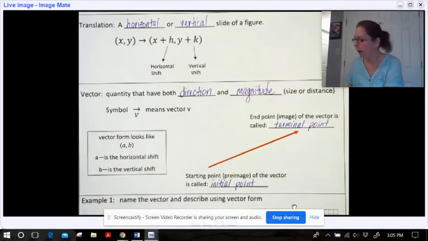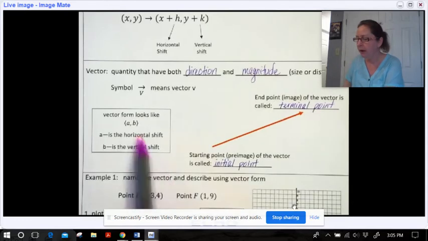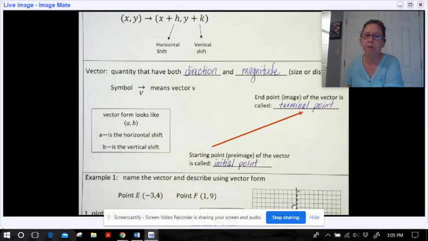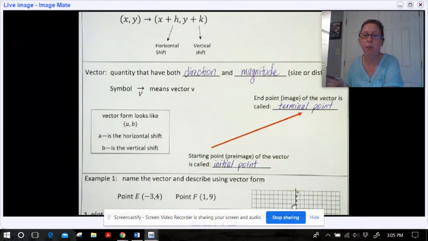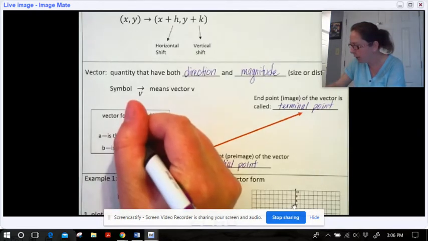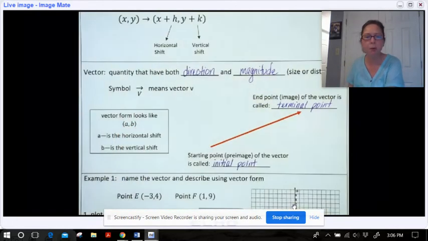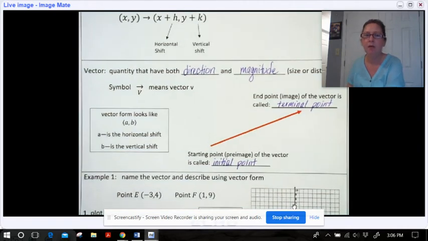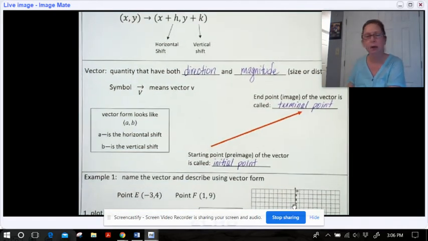Now, vector form kind of reminds me of parentheses where I have an A, comma, B. But this does not represent a specific point. It represents a specific shift, both horizontally and vertically. You can think of it as a sideways V to help you remember that that's vector form. Let's take vector and translation and put all of that information together in example number 1.